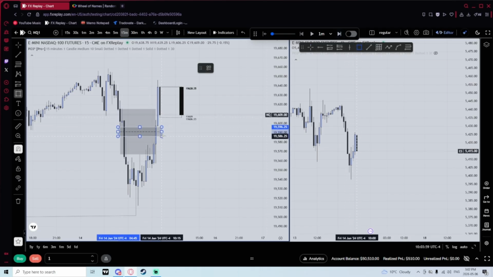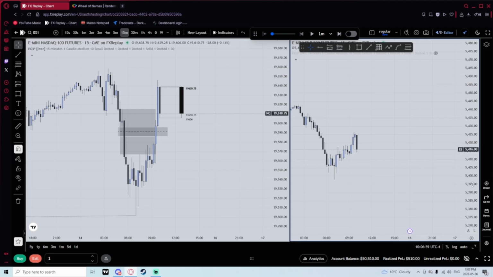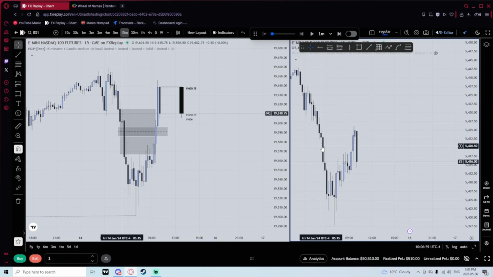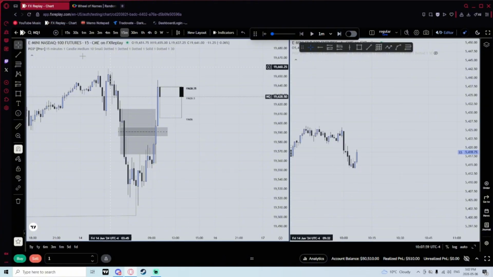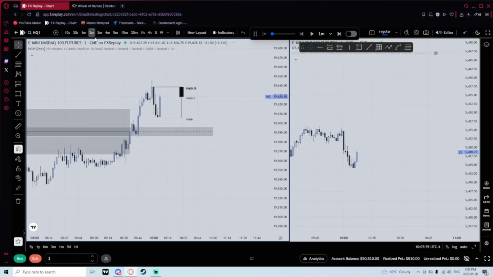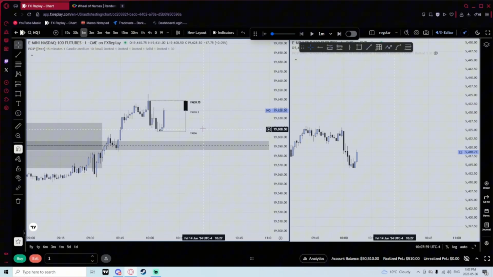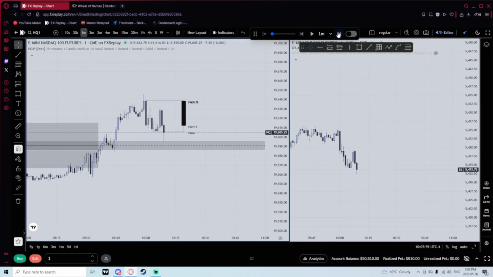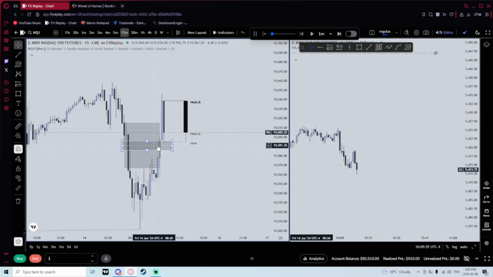Very good PDA. On ES, we've already mitigated that 15-minute. So I want to see some true manipulation here, to be honest. We get our 1-minute inversion here, but I think we're going to get a stop hunt, to be honest. That is exactly what we get. Mitigated the 15, hardly, but something.